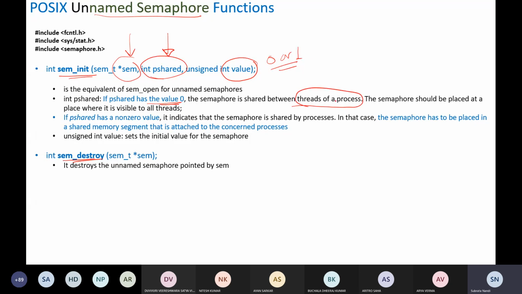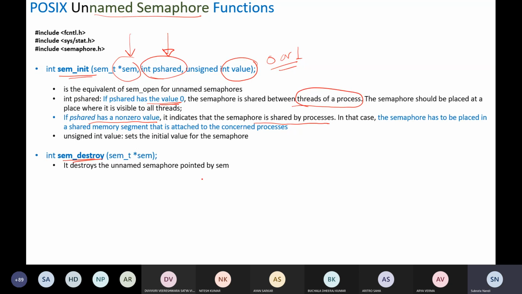So if you are using the semaphore among the threads of a particular process, you should set the value 0. You should set pshared as non-zero if the semaphore is shared by multiple processes, maybe parent, child, or whatever. Okay, so that is how we can make the changes.